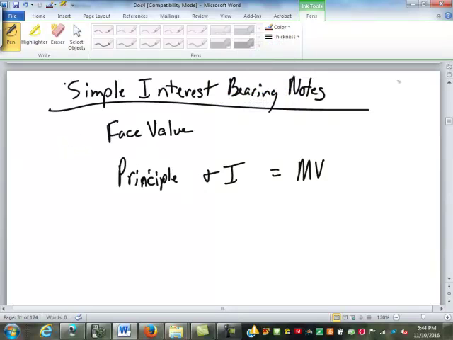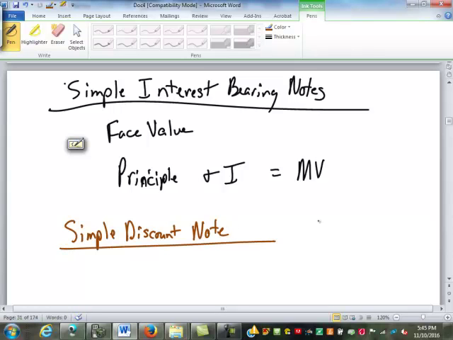The other side of that coin is something called a simple discount note. And a simple discount note, the word discount implies the price has been reduced. So you're getting it at less than full value. And that's exactly how it works. So you're paying a discount. You're paying less than what it's worth. But at the end, you pay back the full value. So basically, your interest is taken out before you get the money.